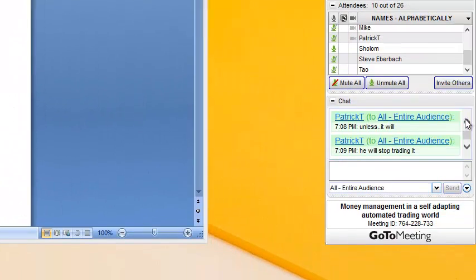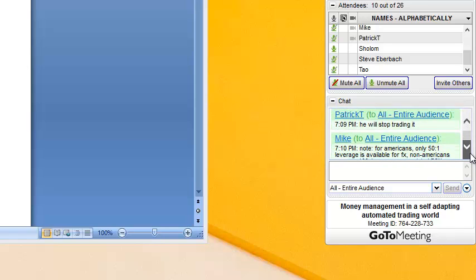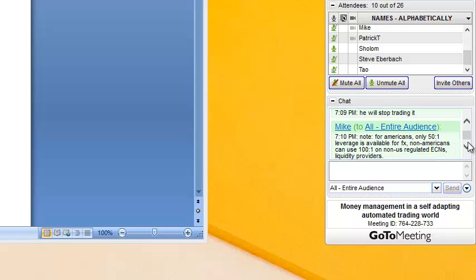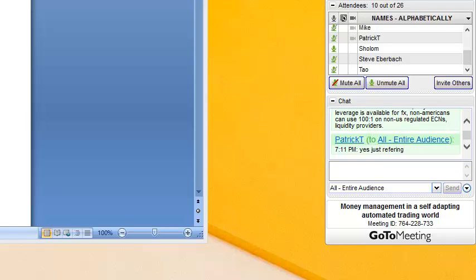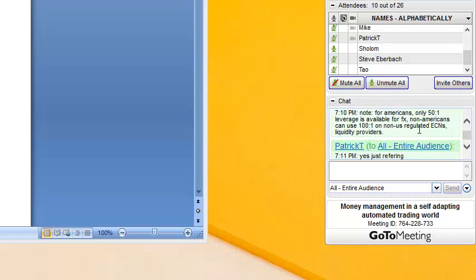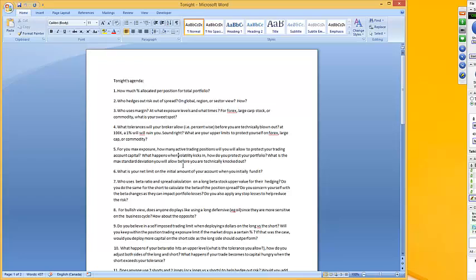So Patrick says the government bank, unless he will stop trading it. Okay, that's a comment to you, Gigi, I guess. Mike says, don't understand. Anyway, go ahead. No, I didn't understand. Right, and then Mike says, note for Americans, only 50-1 leverage is available for FX. Non-Americans can do 100-1, non-regulated ECNs, liquidity providers. Yes, Americans are only allowed to trade like 50-1 on the majors. On the more exotic pairs, like 20-1.